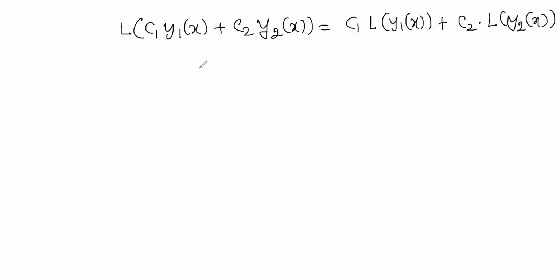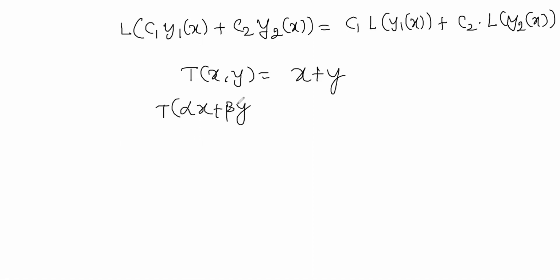So far you must have done linear transformations. Whenever you have to check that something is a linear transformation, this is what you have done. Let's say you have been given T of (x, y) equal to x plus y. To check this linear transformation, you must have done this with alpha x plus beta y. The same thing that we are doing here.